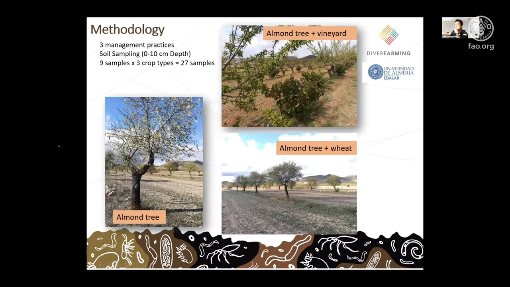Okay, so we selected three different management practices: almond tree, almond with vineyard in intercrop, and almond with wheat. Here in this picture, we cannot see the wheat because it had already been harvested before.